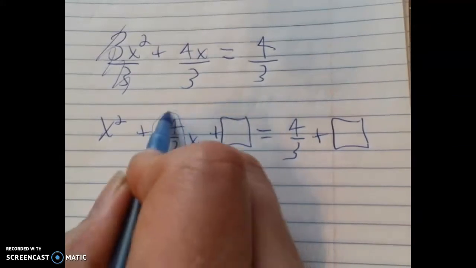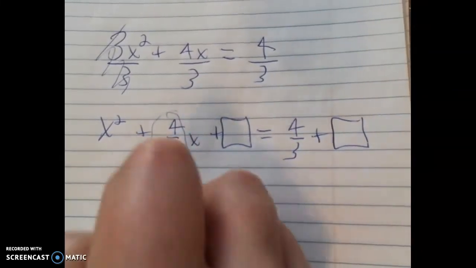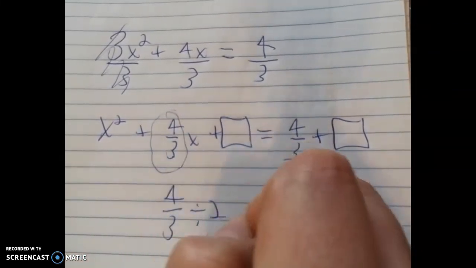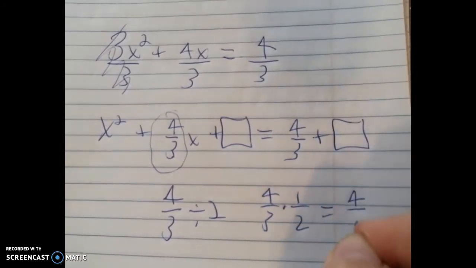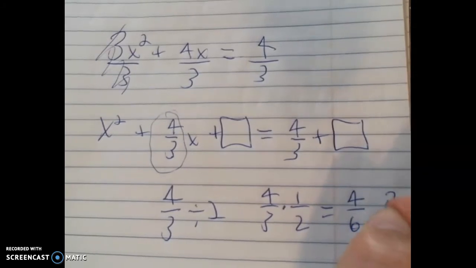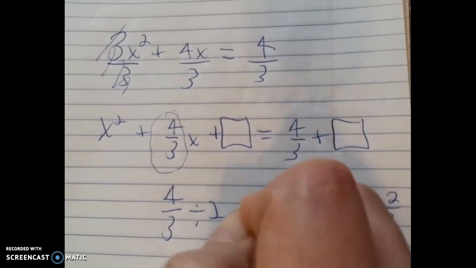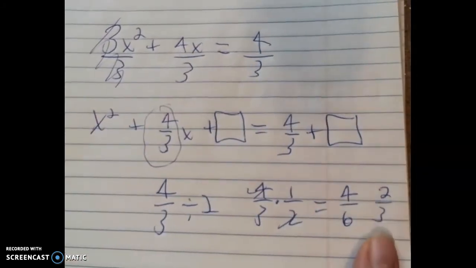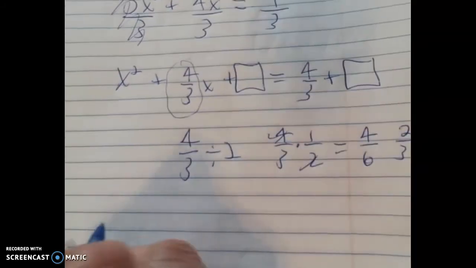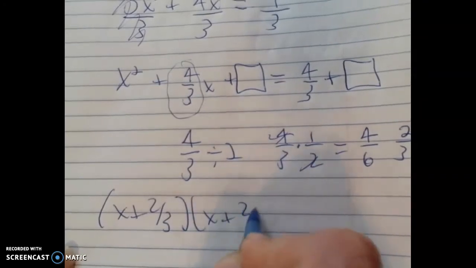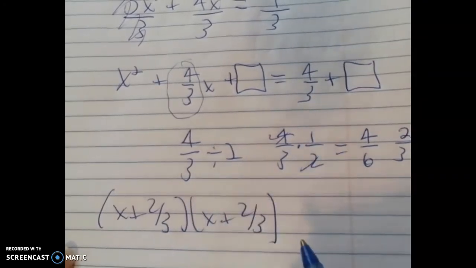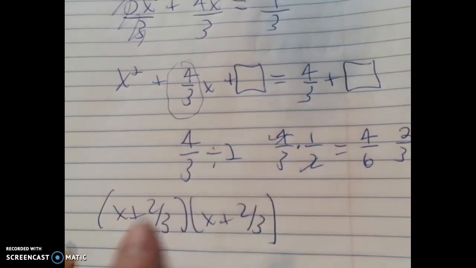Make this a perfect square, divide by 2. So if you forgot how to divide fractions, multiply by the reciprocal. And you can use a calculator that has a fraction key. What is that? 4 sixths, or what is that? 2/3, right? And you could have done that. So 2/3 is what my two things are going to be. And so there's my 2/3.